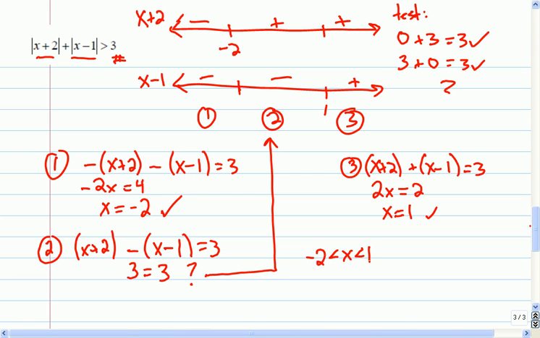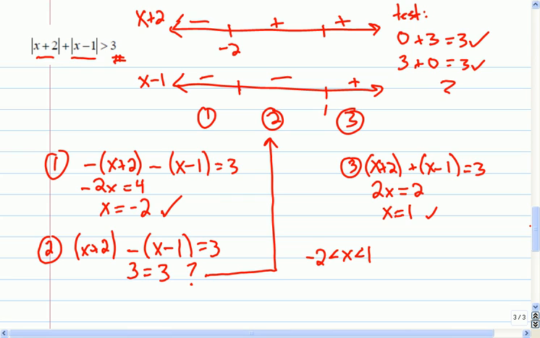So let's try one. 0. Okay, so 0 plus 2 plus 0 minus 1. So this will be 2 plus 1, that's a 3. That worked. Let's try another one in there. How about negative 1? Negative 1 plus 2, that's 1. Negative 1 minus 1, that'll be 2 when we take it, so 1 plus 2 is 3. Every single point in there overlaps. They're all going to be answers to this where they're equal to 3.